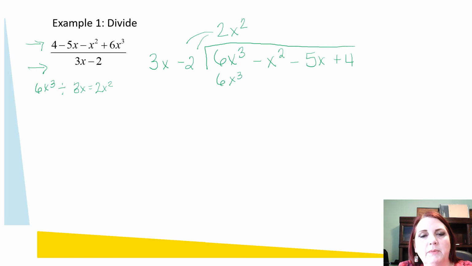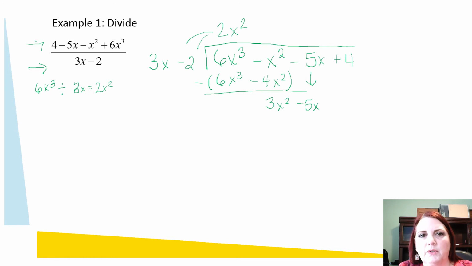2x squared times negative 2 is negative 4x squared. And then we're going to subtract that, because that first term is always going to subtract to 0. 6x cubed minus 6x cubed is 0. When we take negative x squared and subtract a negative 4x squared, that's like adding 4x squared. So we're going to have 3x squared. Then we're going to bring down that negative 5x. And we repeat that whole process.